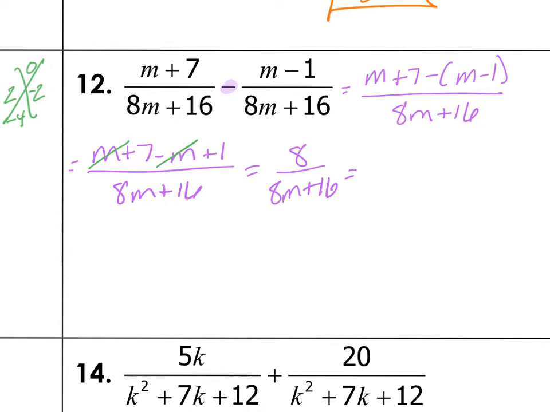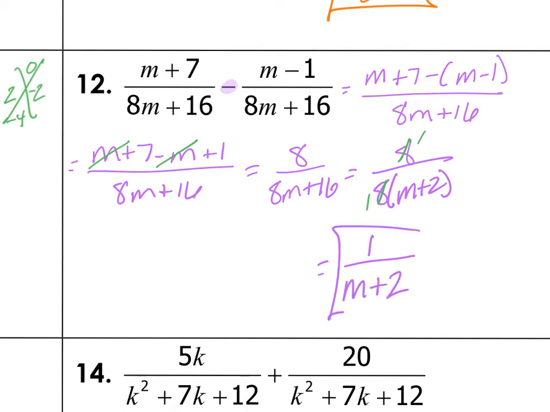Well, I can factor the denominator in this one. So I've got 8 all over 8 times m plus 2. And I know that 8 goes into 8 once and into 8 once. So I should get, what's in my numerator? Well, that makes a 1. So 8 goes into 8 one time. So there's a 1 up there over m plus 2. And there is my answer.